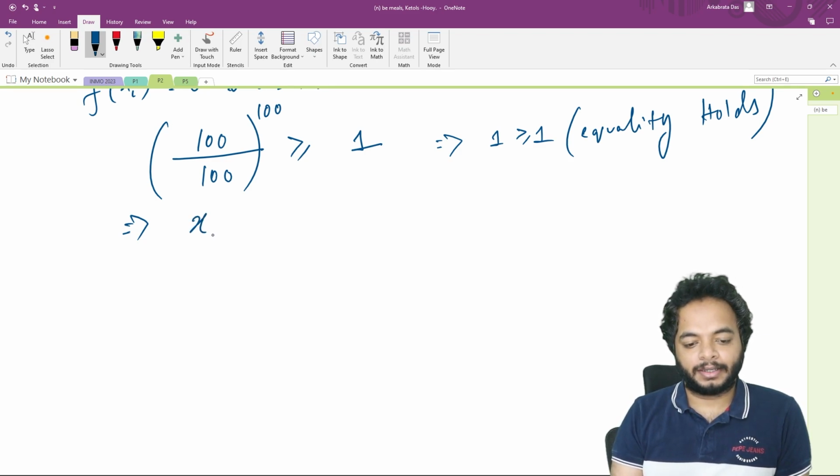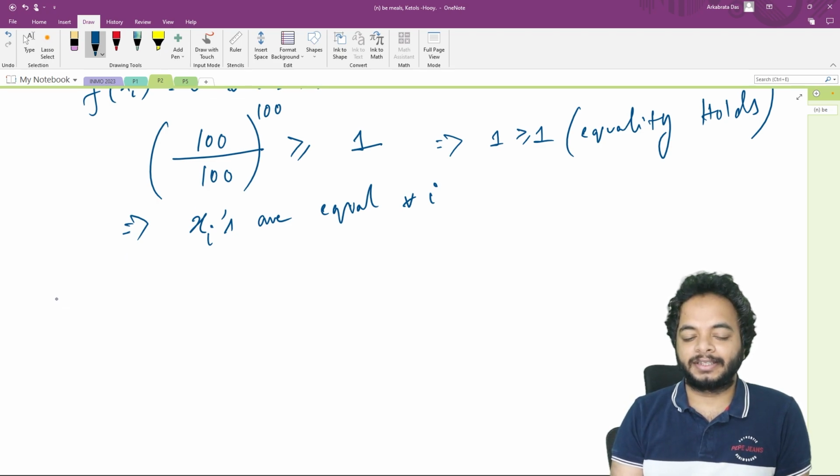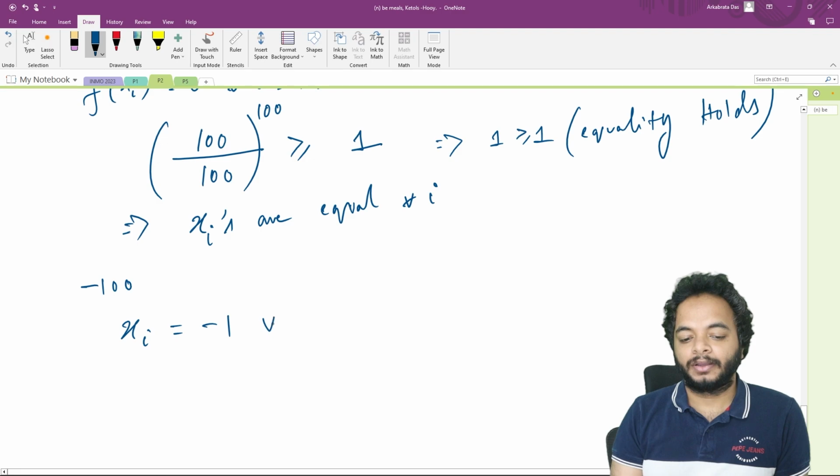So all xi's are equal for all i. Okay, I'm not writing in very much detail, so just get the point. Let's get to the point. That is, since all the xi's are equal and their sum is negative 100, that implies that xi is equal to negative 1, okay, for all i.